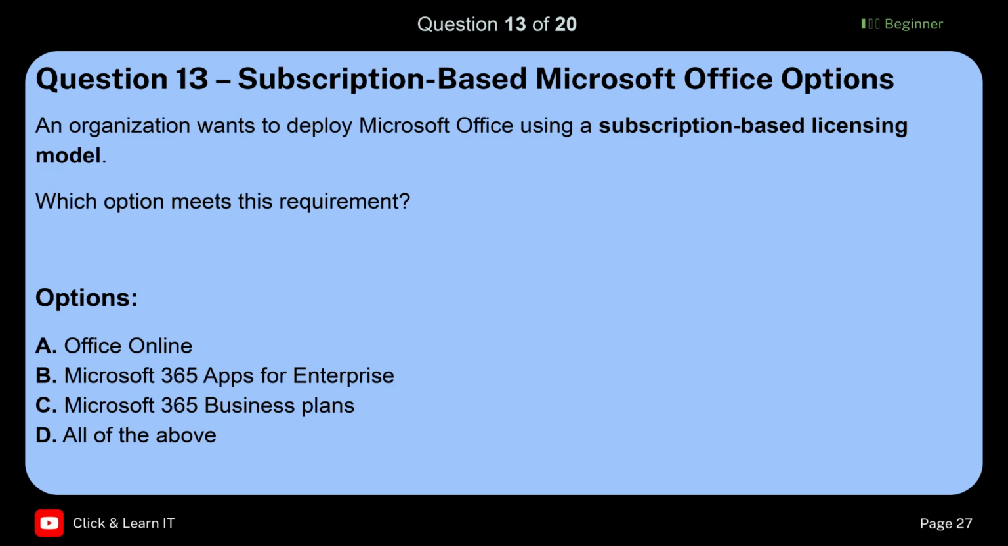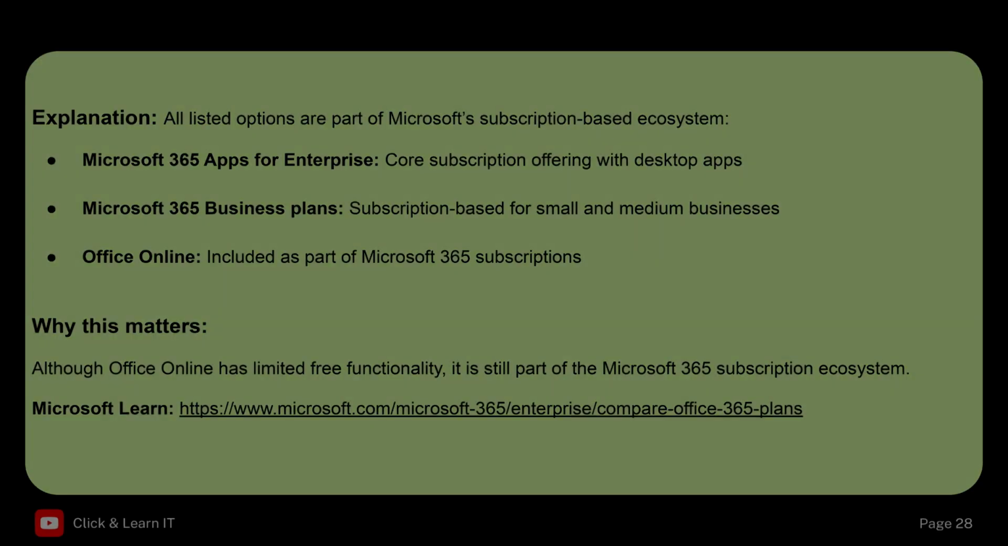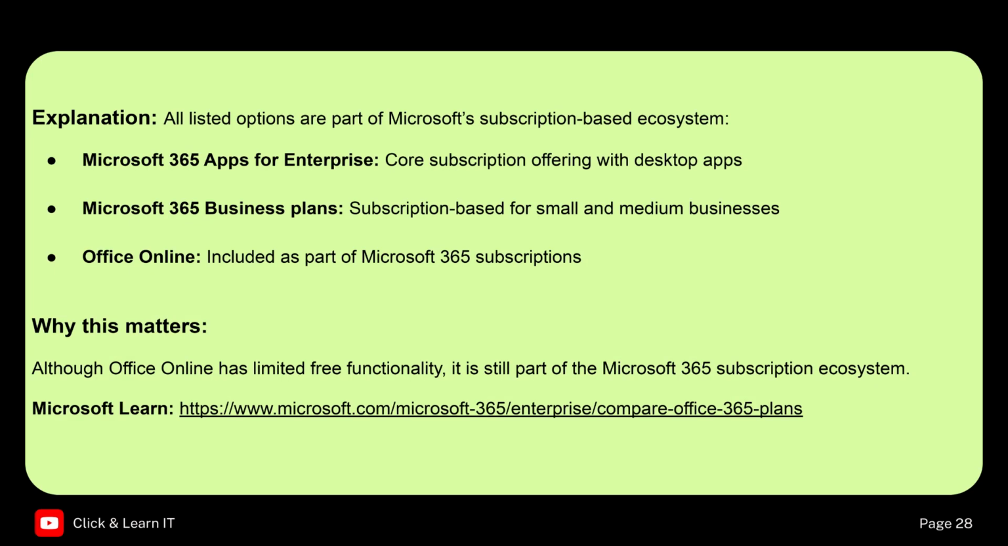Question 13. An organization wants to deploy Microsoft Office using a subscription-based licensing model. Which option meets this requirement? The correct answer is D, all of the above. Microsoft 365 apps for enterprise, Microsoft 365 business plans, and Office Online are all part of Microsoft's subscription-based ecosystem.